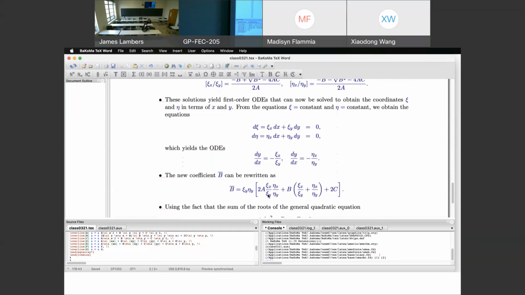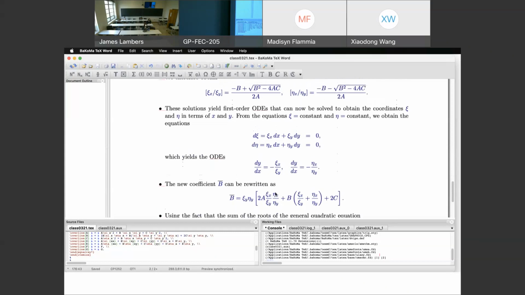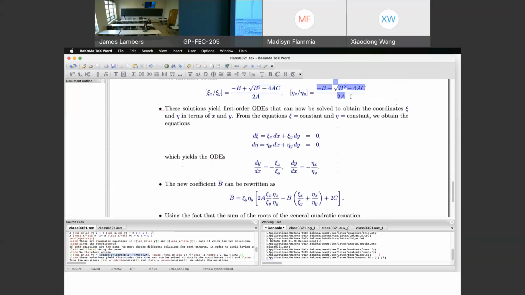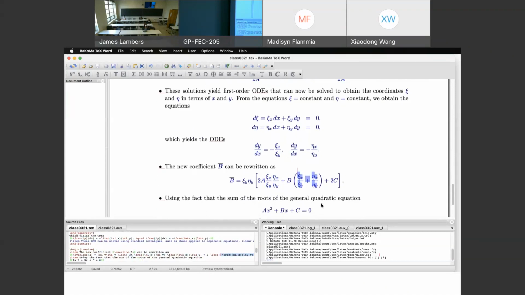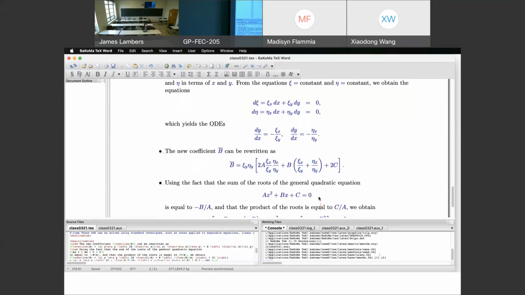And now I have cx over cy, eta x over eta y, which are equal to these roots. But notice here, cx over cy is one root, eta x over eta y is the other root. Here I have a product of the roots of a quadratic equation. And then here I have the sum of the roots of a quadratic equation. And it's good to know, in fact, it comes up in a number of situations.